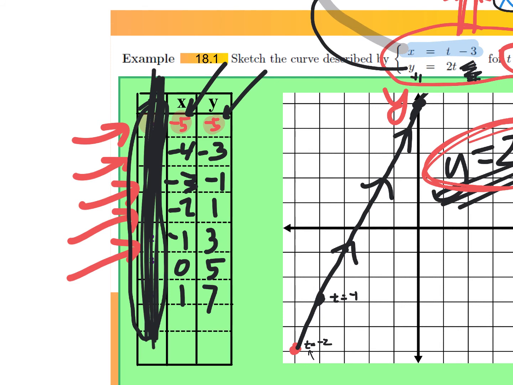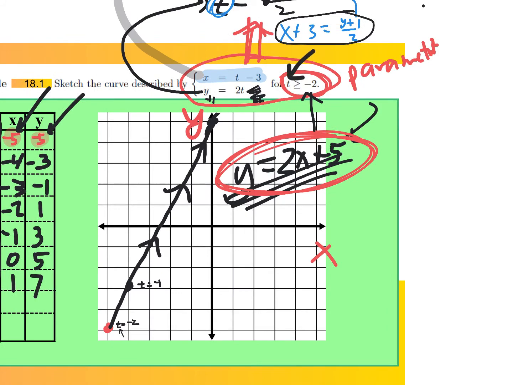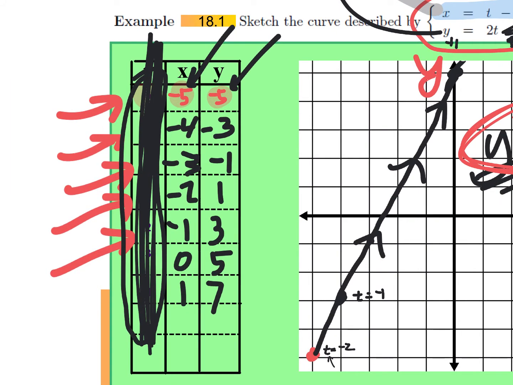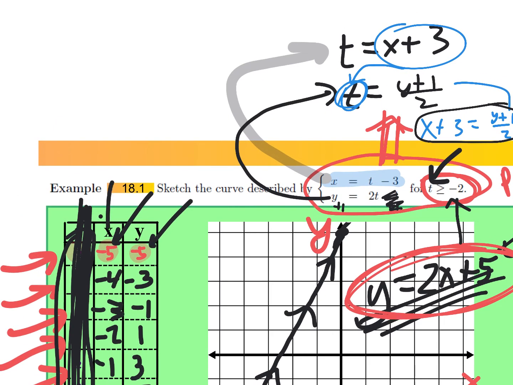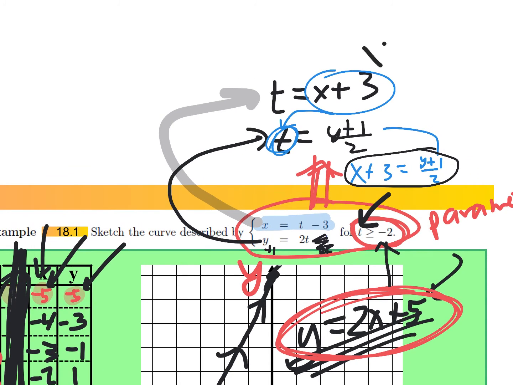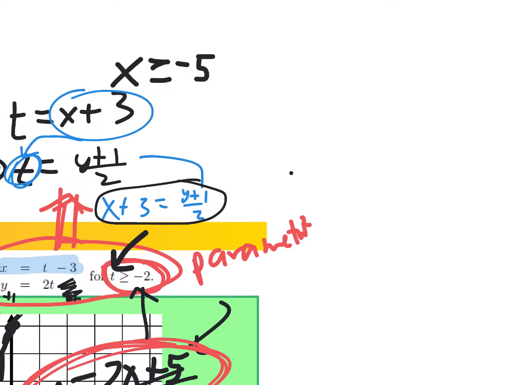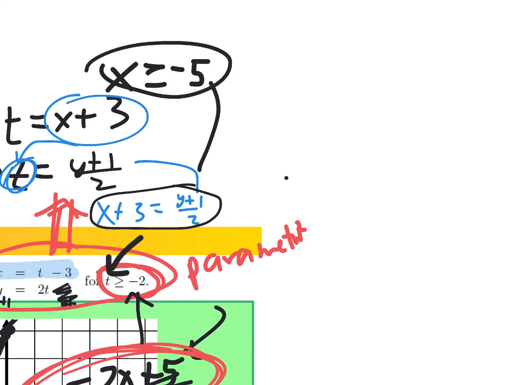It's no longer in parametric, so it doesn't have a t anymore, but it does have an x. What could you say about x? You wouldn't just change it to, x is greater than -2. No, that wouldn't make any sense. Look at it. Well, x is greater than or equal to -5. You got it. So I should have put this down here. So I will. X has to be greater than or equal to -5.